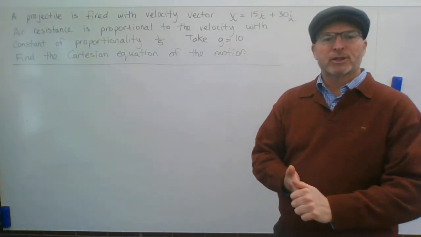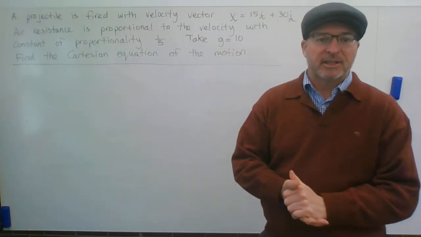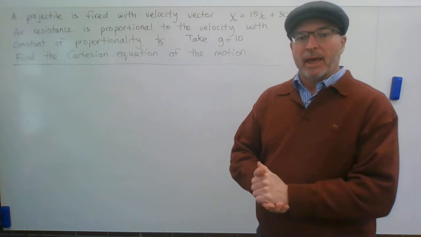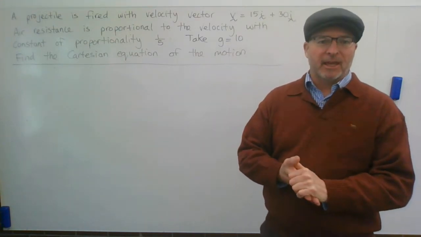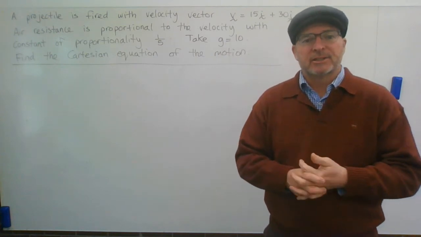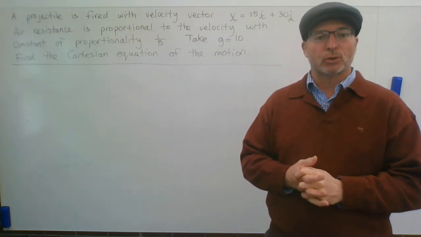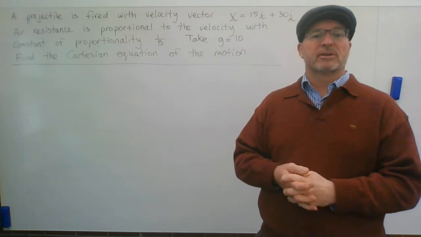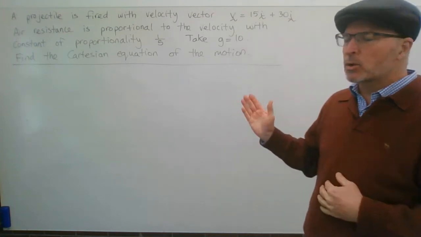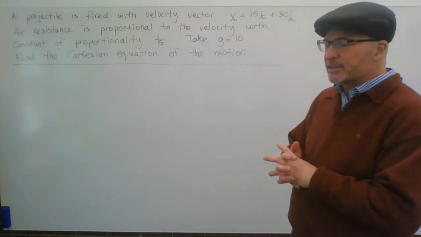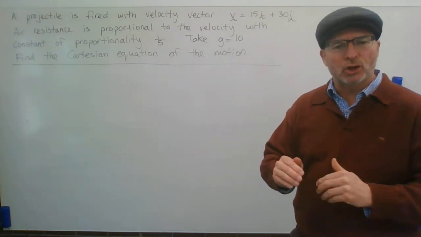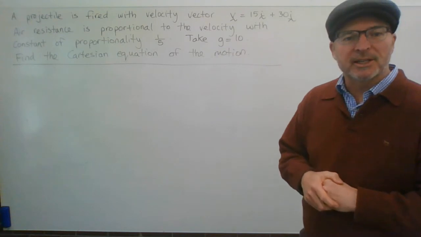So projectile motion can have air resistance, most commonly does, and the two cases we look at are if the air resistance is proportional to the velocity or to the square of the velocity. And in this question, we have the situation where the air resistance is just straight proportional to the velocity.